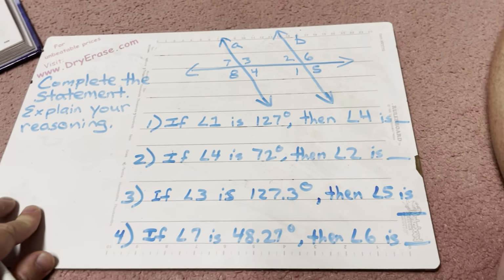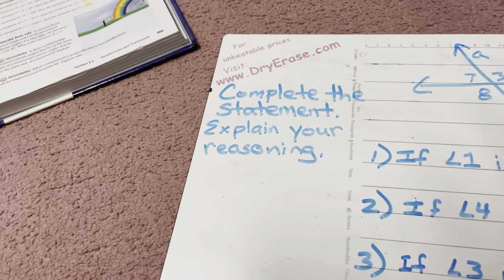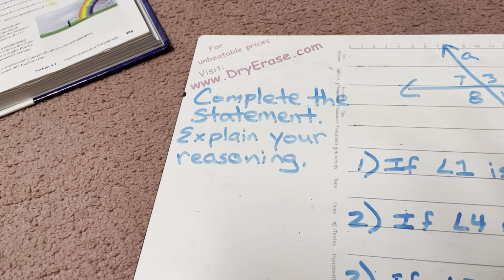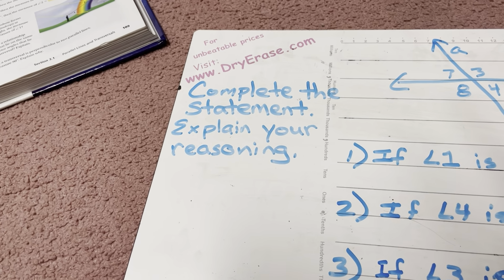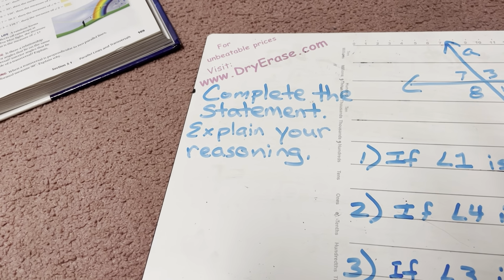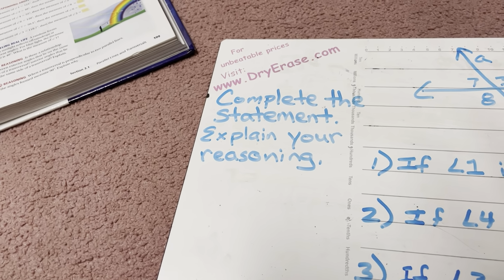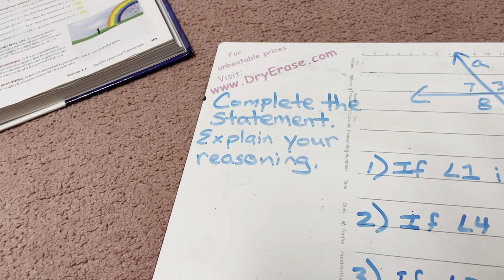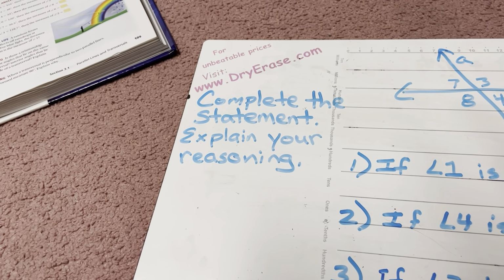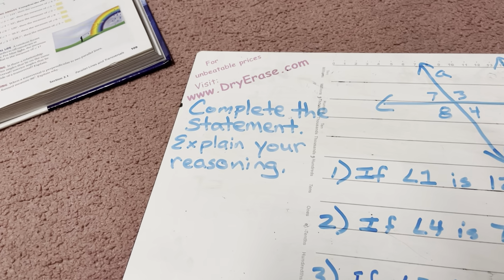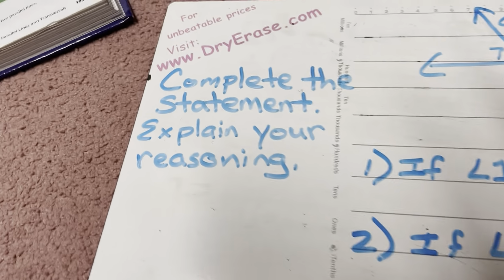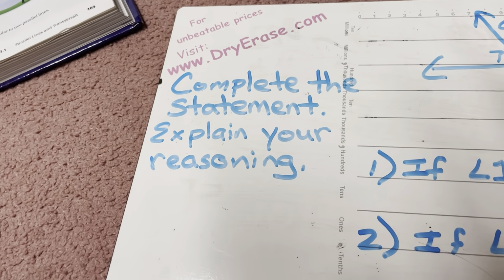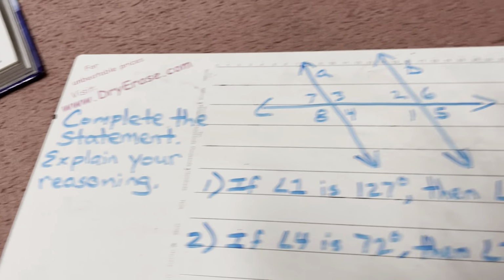The second part of what we're doing here in chapter 3.1. Complete the statement, explain your reasoning. I'm not going to require any explanation of your reasoning. Mr. Swack believes that if you can get the right answer, then you understand the reasoning behind it. And so that suffices to me, that you understand the reasoning behind it if you're able to get the answer. So complete the statement, explain your reasoning, but really we're just completing the statement.